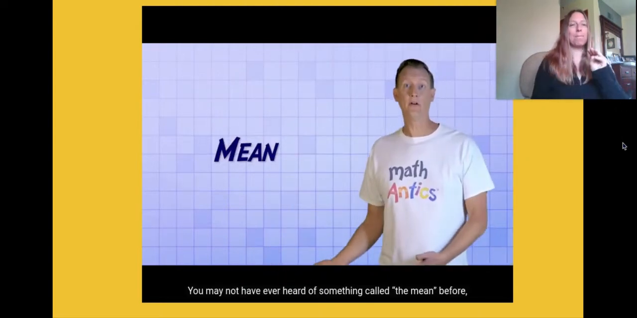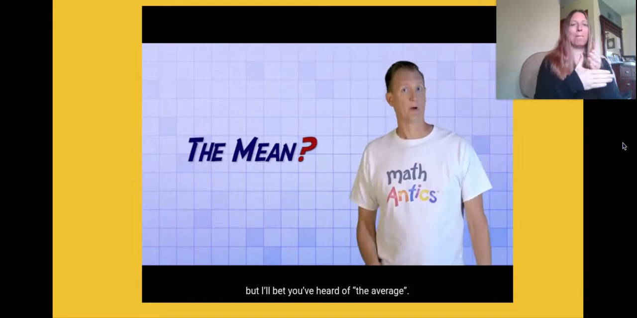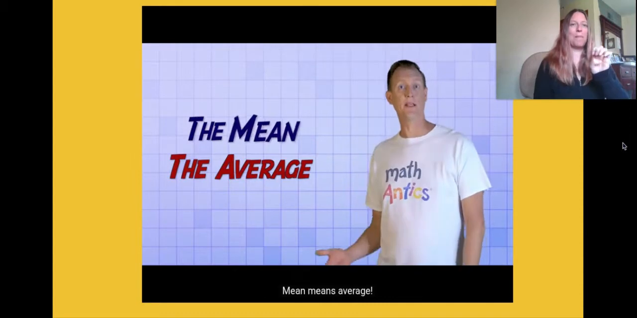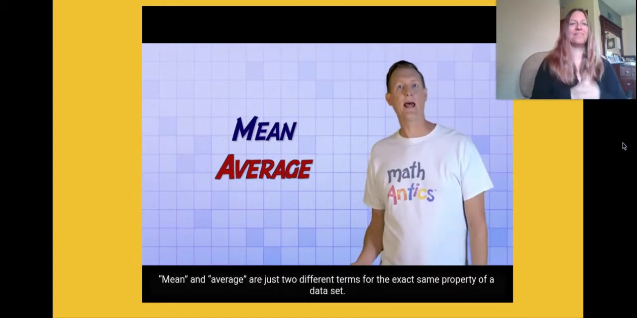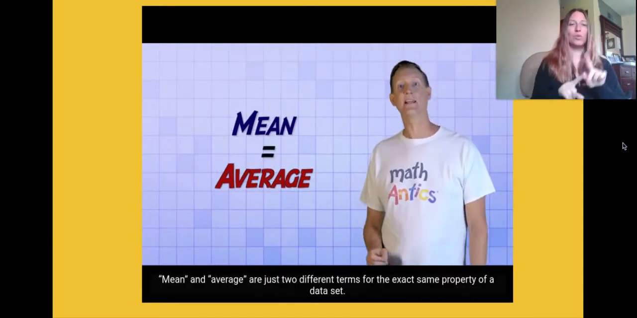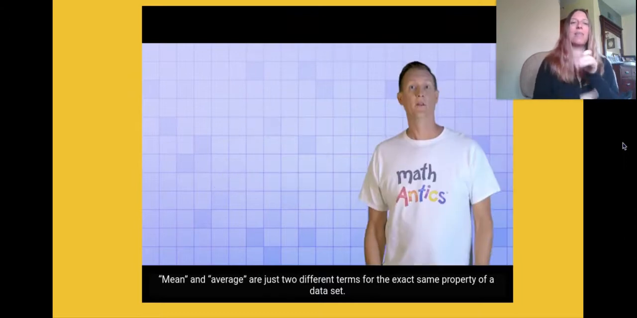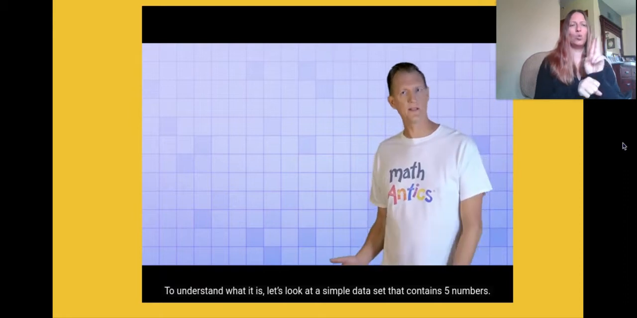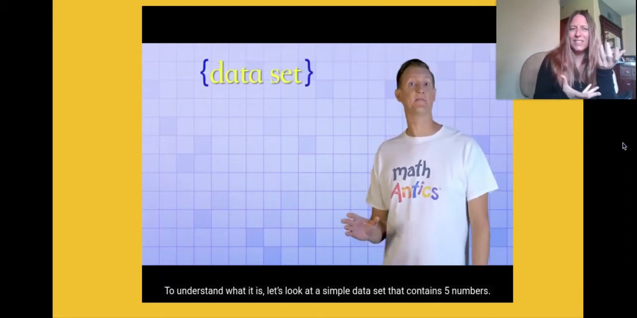You may not have ever heard of something called the mean before, but I'll bet you've heard of the average. If so, then I've got good news. Mean means average. Mean and average are just two different terms for the exact same property of a data set. The mean, or average, is an extremely useful property. To understand what it is, let's look at a simple data set that contains 5 numbers.